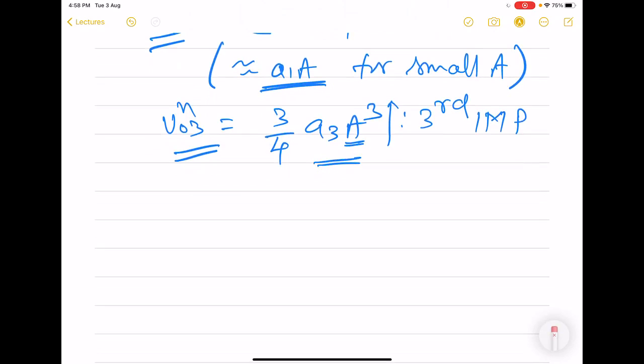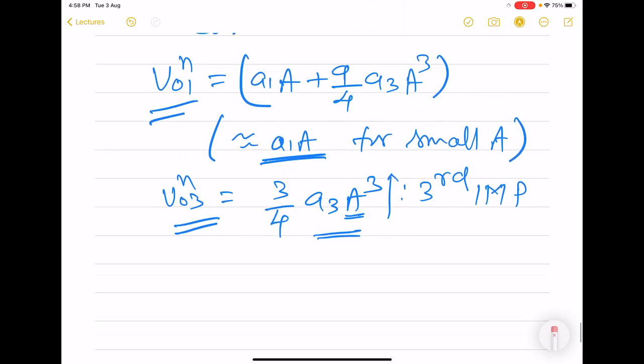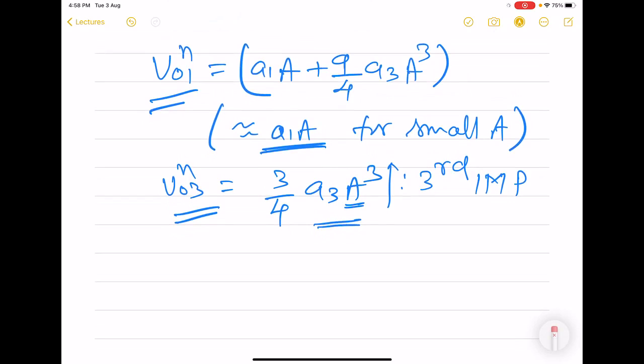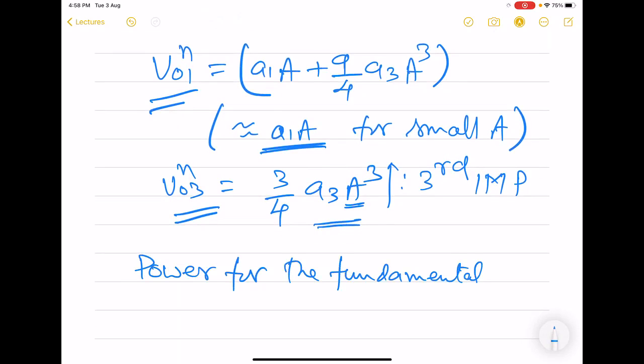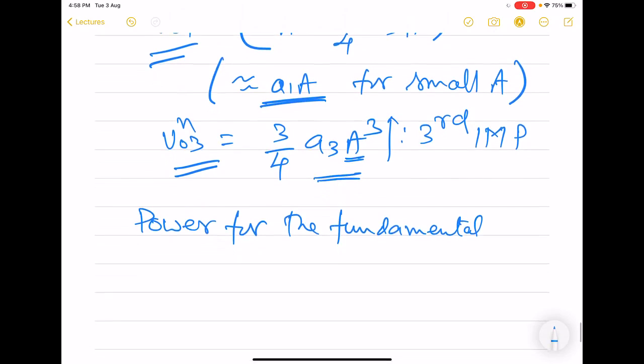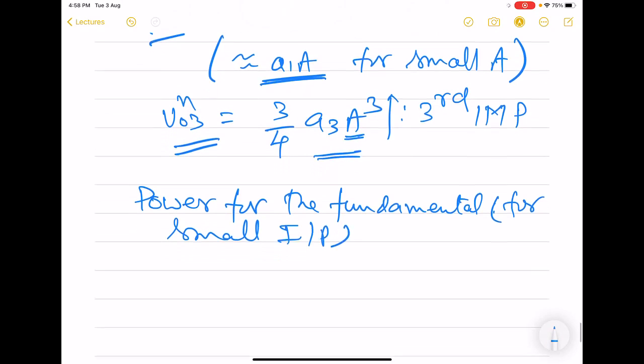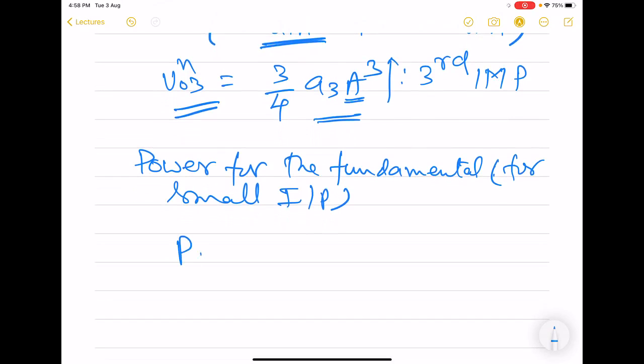So let us first try to find out power for each of these two cases. So for small input, keep in mind that we are doing this for small input.